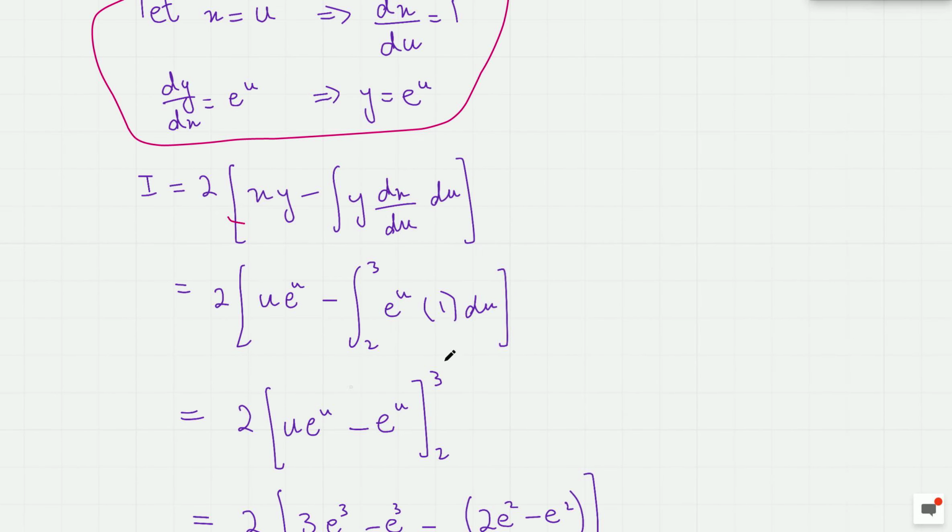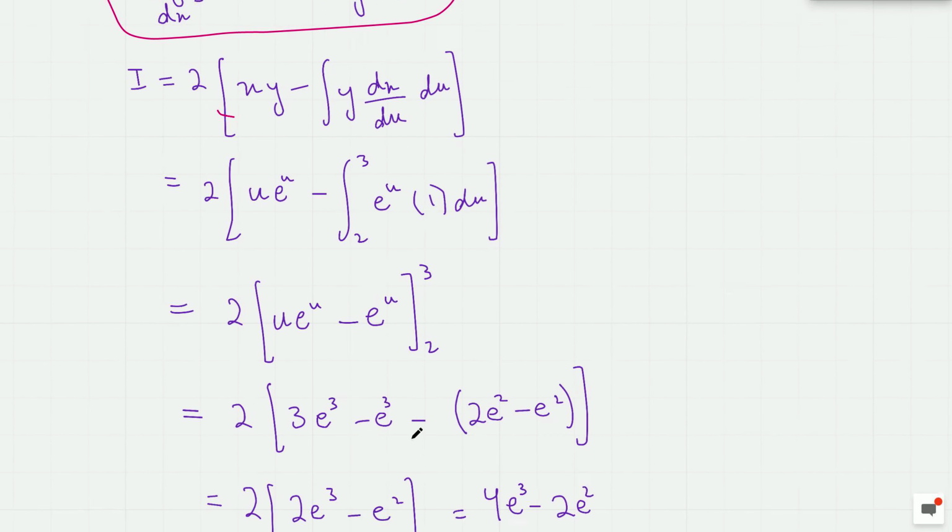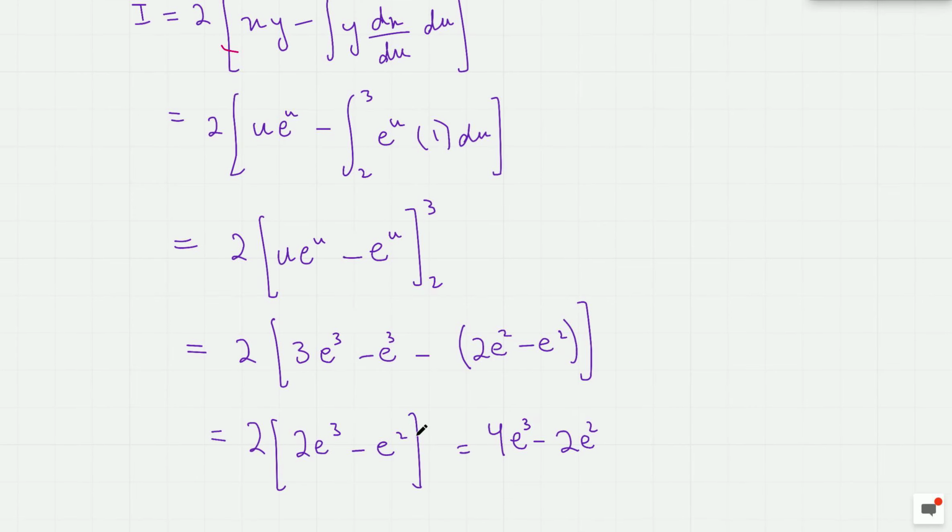And then after we solve it further, we get this answer, which is 4e cubed minus 2e squared. Now this is the exact answer for the area, and in the first part we found the area by using the trapezium rule, and in this part we use the integration by substitution and integration by parts to find the exact area of R. Thank you.